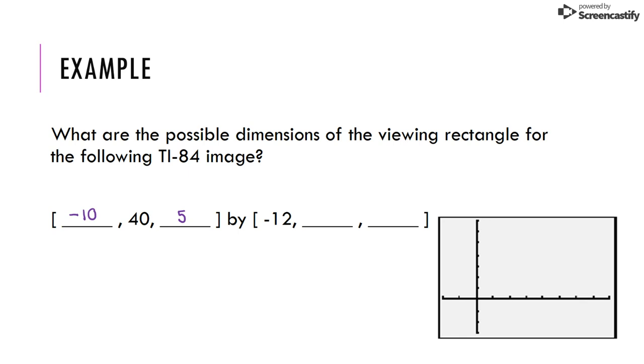My y-axis, I'm giving you the minimum value of negative 12. Notice that there are 3 tick marks, so that must mean that I'm going up and down by 4s. And so if there's 1, 2, 3, 4, 5, 6, 7 tick marks going up on the y-axis, 7 times 4 means that we are heading up to a positive 28. So this is my dimension for the viewing rectangle.